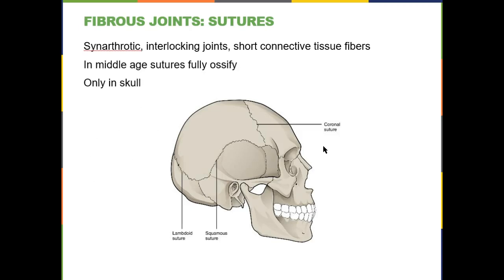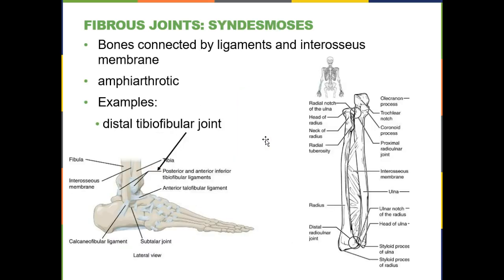So your first fibrous joint is a suture. Sutures are synarthrotic, and it's just short, dense, regular connective tissue fibers that hold together the bones in your skull. So sutures are found in your skull and only your skull. As it says here, somewhere about middle age, the bones fully ossify. So one bone actually grows right into another, and you no longer have what would be called a suture, but you can still see what's left over from where the suture was.